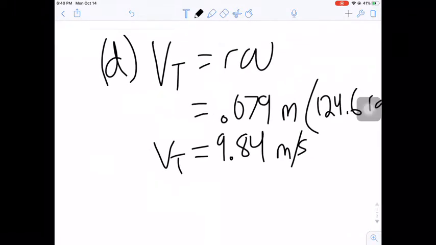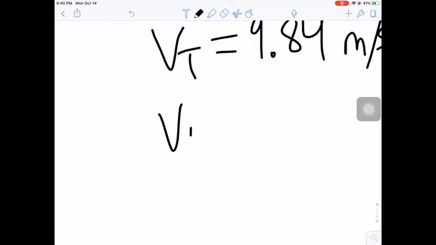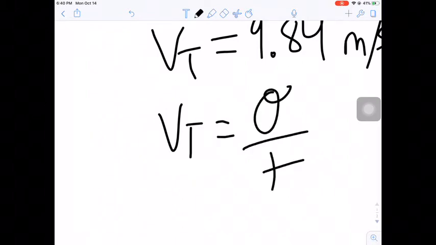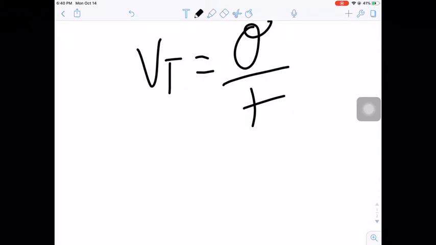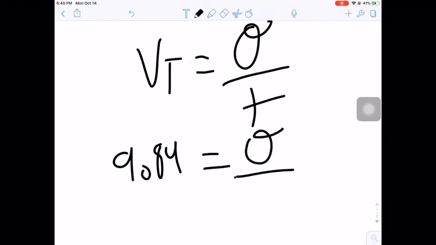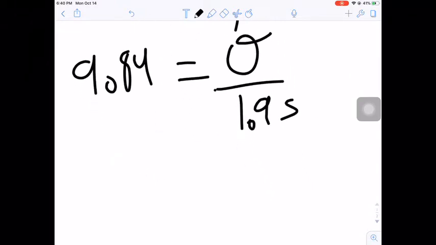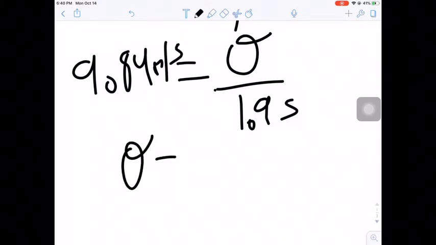Now tangential velocity is equal to the displacement over time. We know our tangential velocity, which we just solved for, 9.84 meters per second, is the distance traveled over 1.9 seconds. Multiply 1.9 seconds times 9.84 meters per second, and we get that the total distance traveled is 18.7 meters.